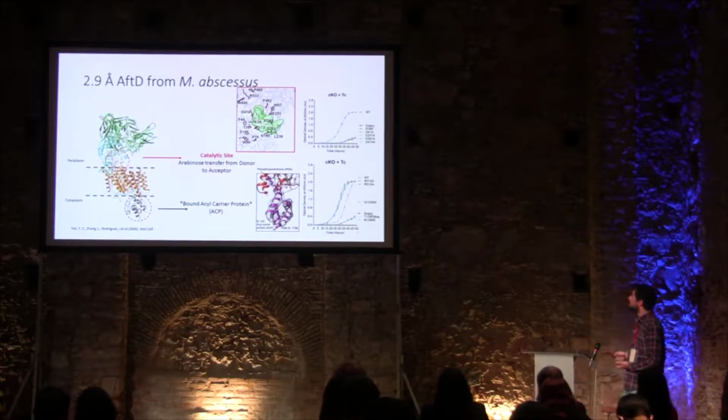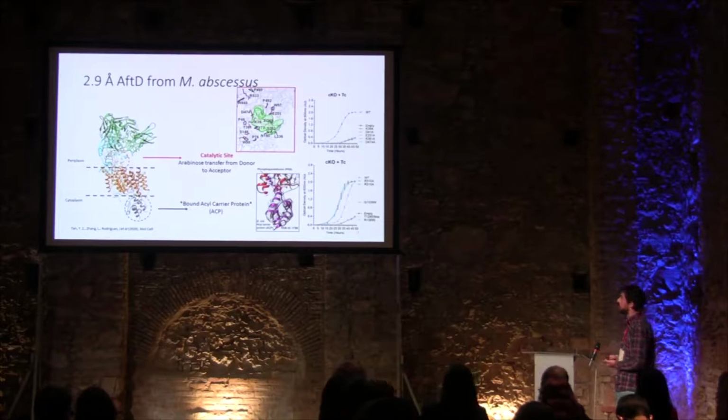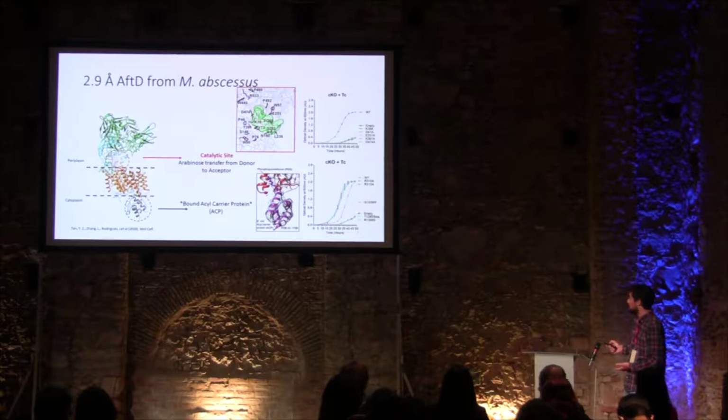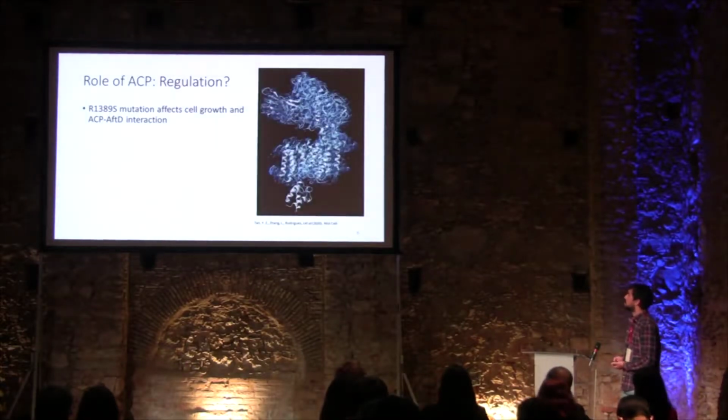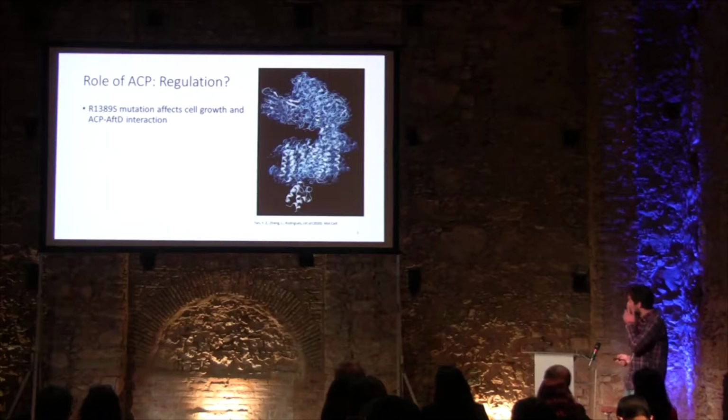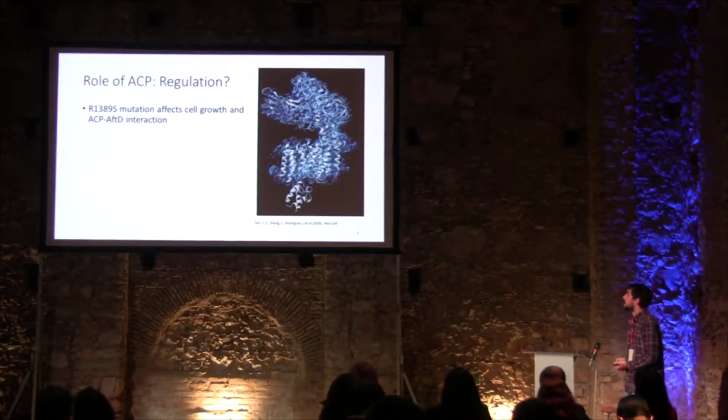So we also designed a few mutants to try to abolish this interaction. And they also affect mycobacterial cell growth. So it is somehow important to the function of the protein. So we were puzzled with that. So one particular mutant was very effective and affected the cell growth.